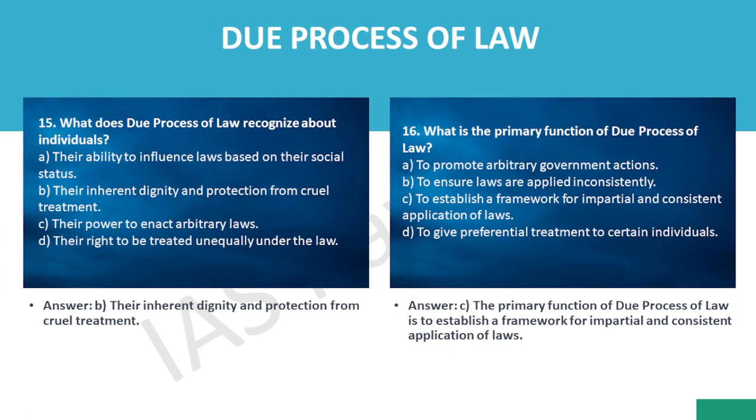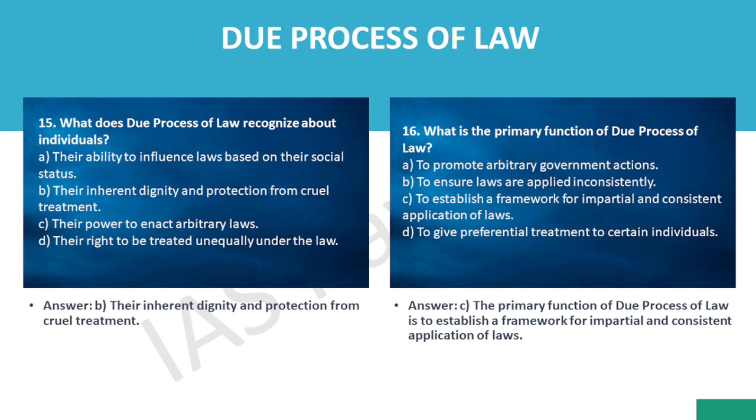15. What does due process of law recognize about individuals? A. Their ability to influence laws based on their social status. B. Their inherent dignity and protection from cruel treatment. C. Their power to enact arbitrary laws. D. Their right to be treated unequally under the law. Answer: B. Their inherent dignity and protection from cruel treatment.